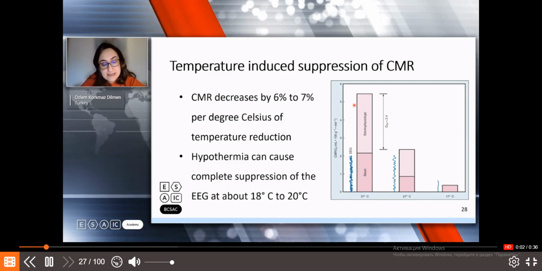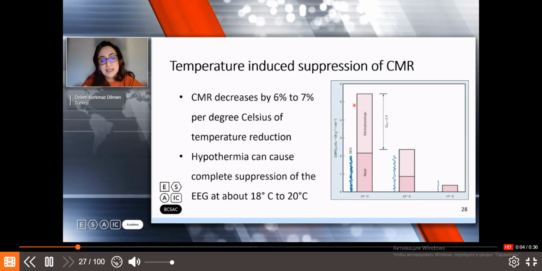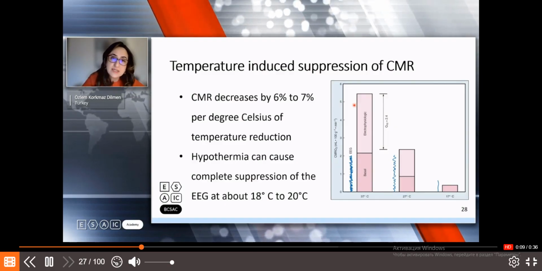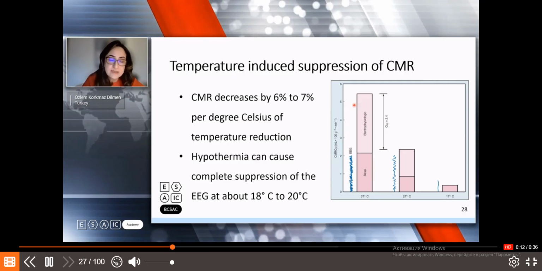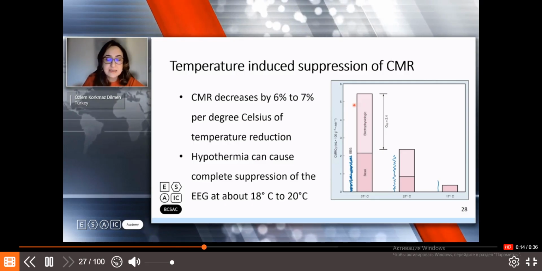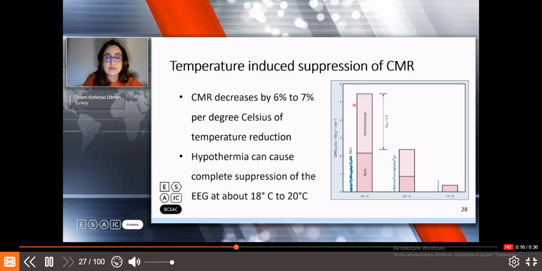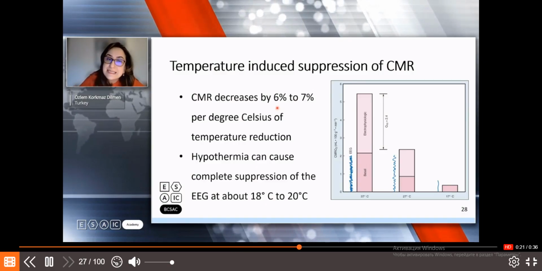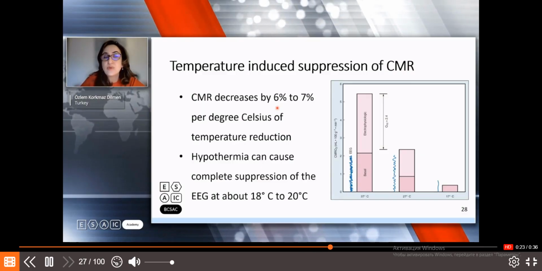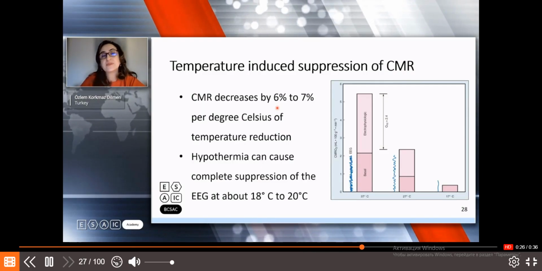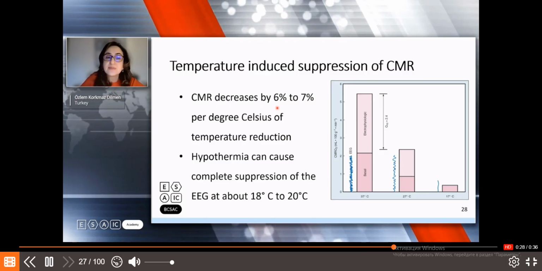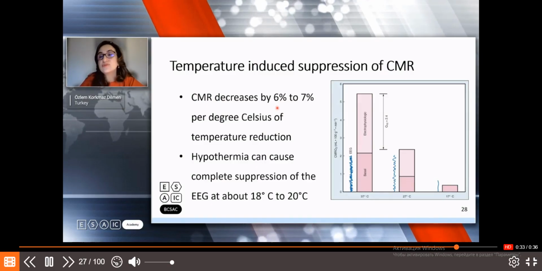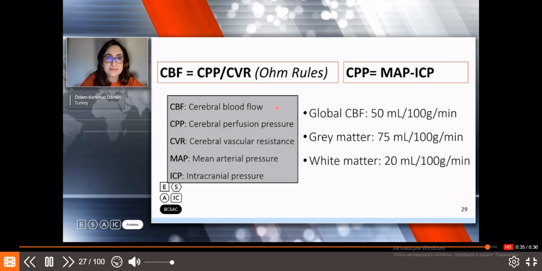In contrast to the anesthetic agents, hypothermia decreases the rate of energy utilization associated with both electrophysiological activity and basal maintenance of cellular integrity. Cerebral metabolic rate decreases by 6 to 7% per degree Celsius of temperature reduction. Hypothermia can cause complete suppression of the EEG at about 18 to 20 degrees centigrade.